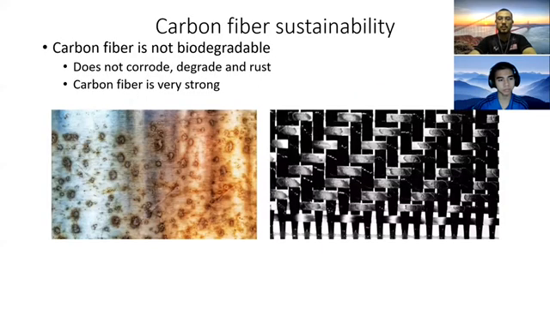The next is carbon fiber sustainability, because carbon fiber is not biodegradable. Carbon fiber does not corrode, degrade, or rust, and carbon fiber is very strong. The picture over here is an example of aluminium. Over time, when it is exposed to air and oxygen, it will oxidize. When it oxidizes, it reduces the strength of the material itself and can easily break. And this is the picture of every single strand of carbon fiber. Carbon fiber is basically graphite, so it won't biodegrade and it will last longer.